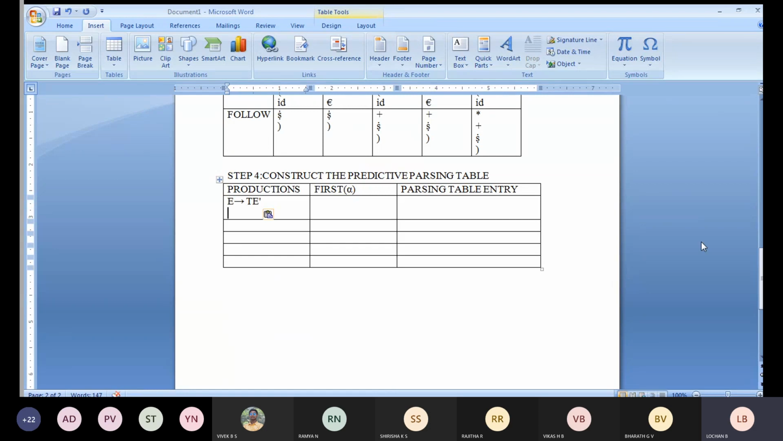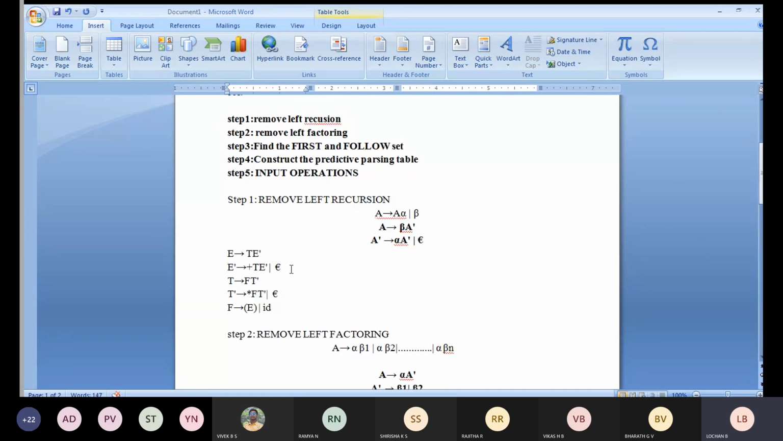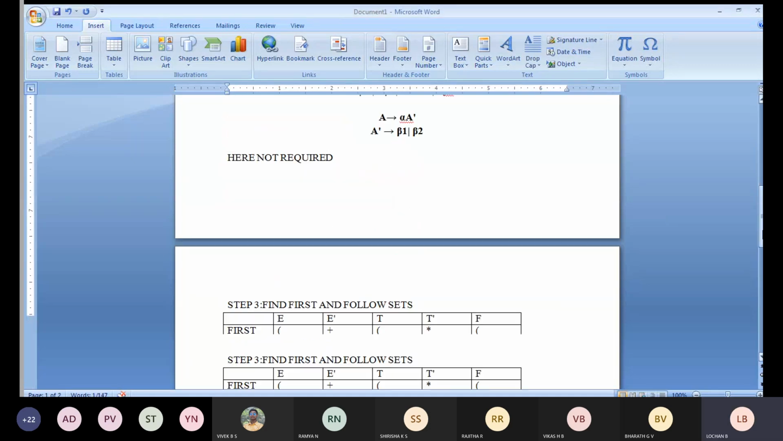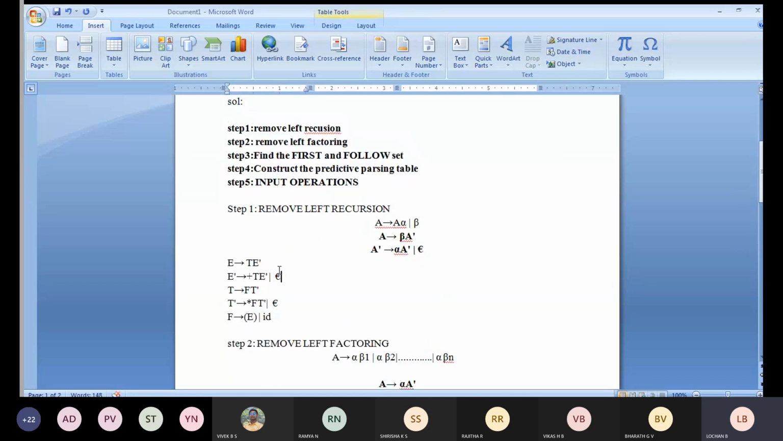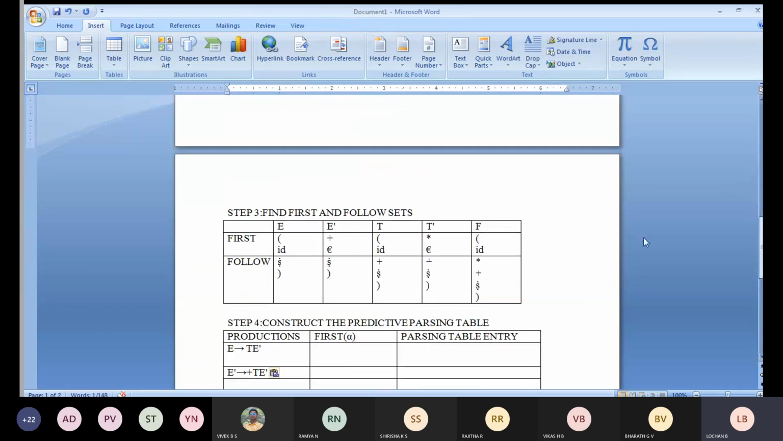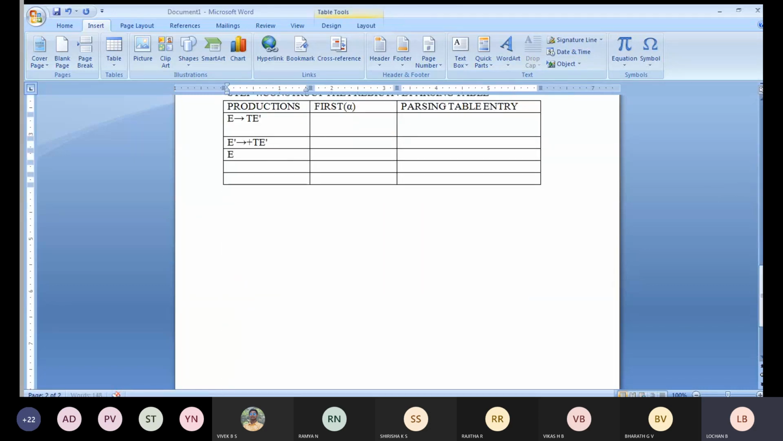Which is the next production you will be getting? Second is E dash implies TE dash. So this is your second production. Third production what you will be getting? That is with respect to epsilon. So I am going to write it here: E dash implies epsilon. See, nothing I have done.